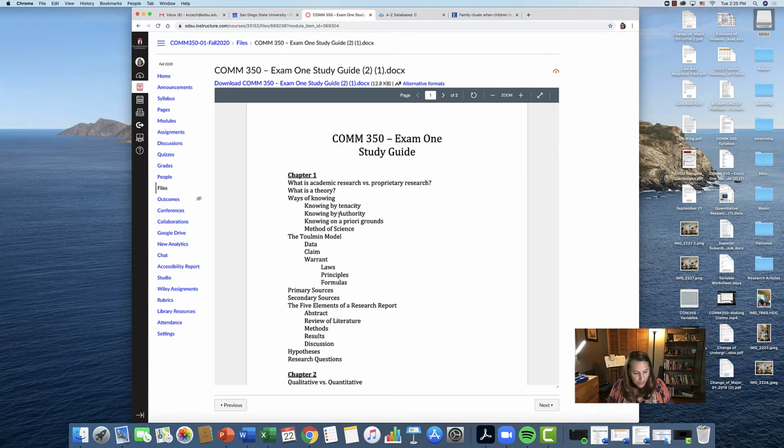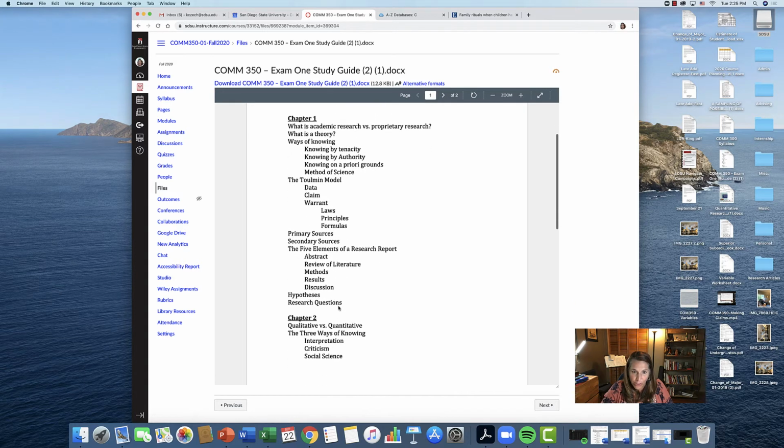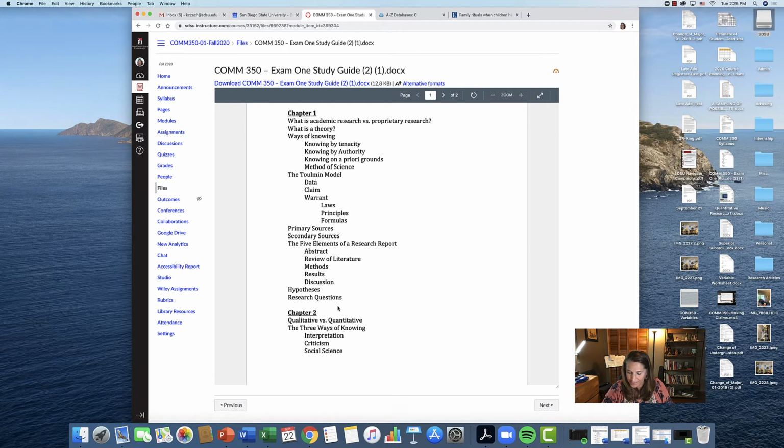They do talk a little bit about scholarly journal articles and reports, and that is where you will need to know the difference between a primary and a secondary source. That was also on your library assignment, so that's in there as well. At the very end of the chapter, they throw in a little bit about hypotheses and research questions.